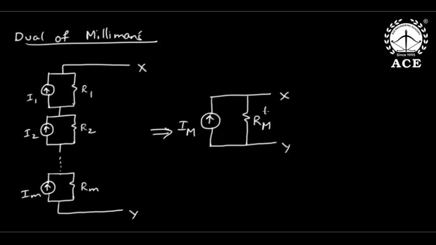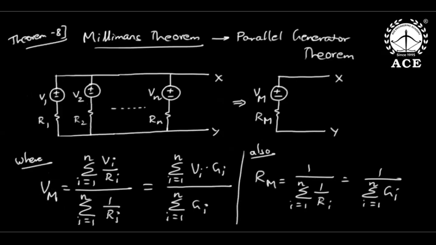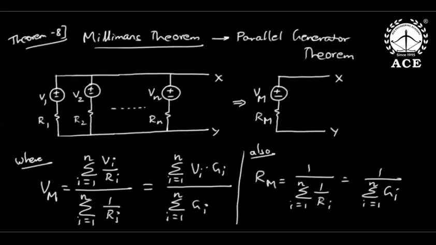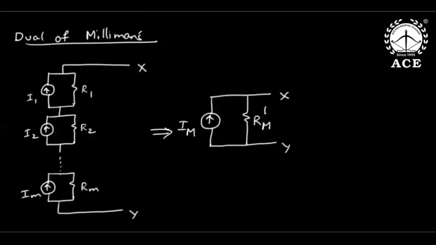Don't confuse, RM dash is different. Originally RM is Millman's resistance, that is the important one, but this is a bit that was also called the dual of Millman's. So here practical current sources in series can be combined into a single current source. Here practical voltage sources in parallel can be combined into a single voltage source. But this is only practical, sir. The other is not practical because current source realization is not possible everywhere. In the world, current sources are fewer, but voltage sources are more.